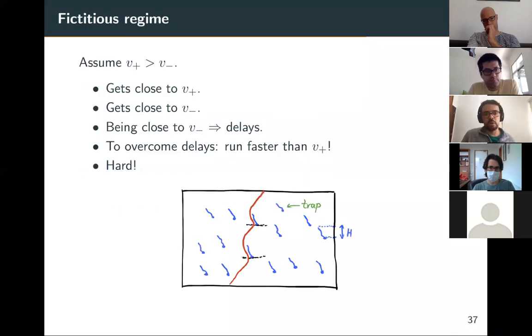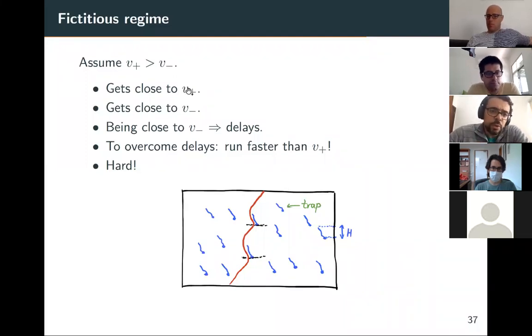Here is one rough idea of how you get sharpness. Let's assume that we have this fictitious regime where V plus is bigger than V minus, and try to derive a contradiction from here. By the definition of V plus, since it's the smallest value such that it's hard to go faster than it, you have to be able to get speeds close to V plus, but smaller than it. Same thing for V minus: you have to get speeds close to V minus, but a little bit above, just by definition, because it's the first value such that it's becoming hard to go slower than it.